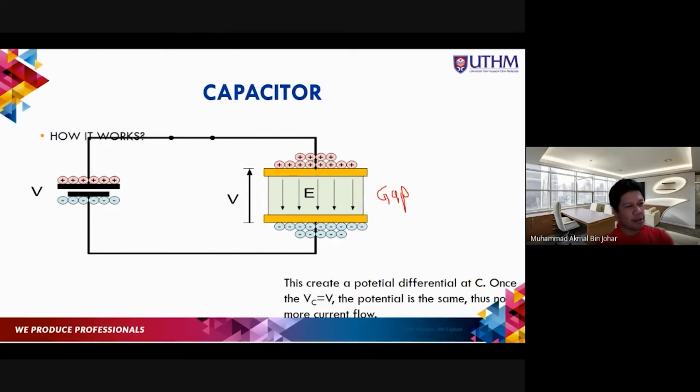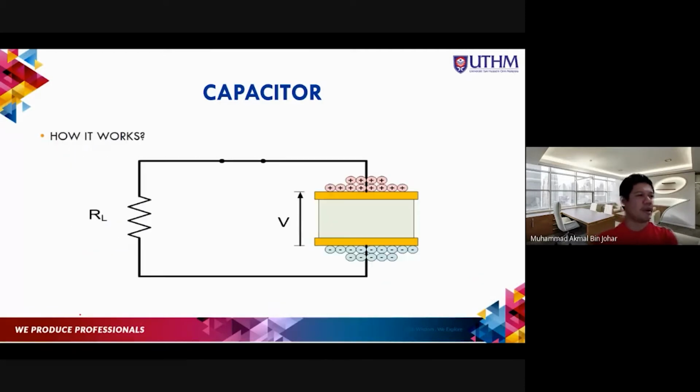maknanya bila DC current, you cannot flow through. So DC current tak boleh mengalir. Dia cuma boleh chargekan saja. So that's why simbolnya adalah dua palang yang ada gap di situ. So DC current tidak boleh mengalir betul, tapi hanya boleh mengecas sehingga maksimum, sehingga V capacitor adalah sama dengan V ni. So itu dia punya konsep bagaimana sebuah capacitor berfungsi.